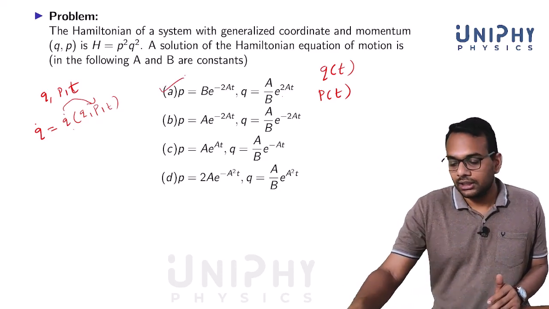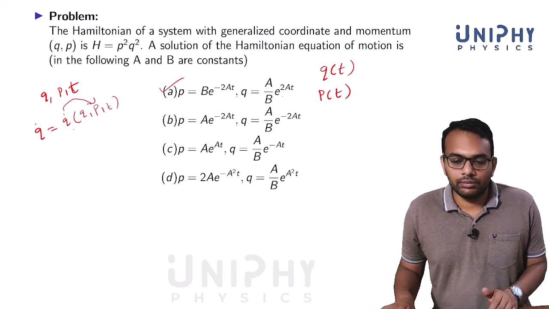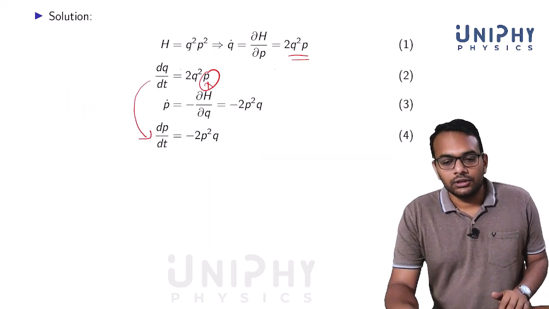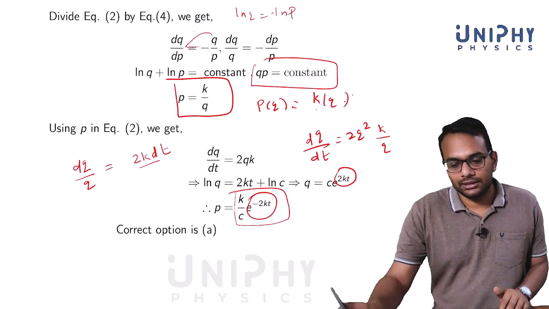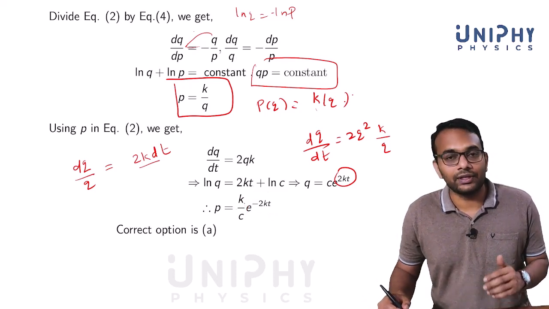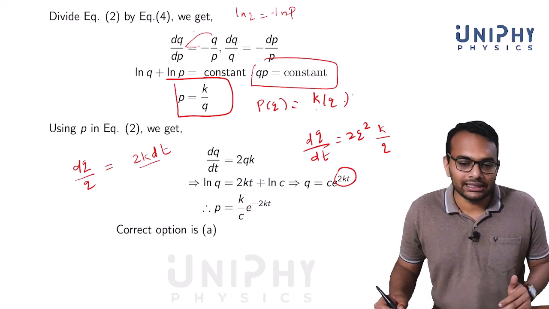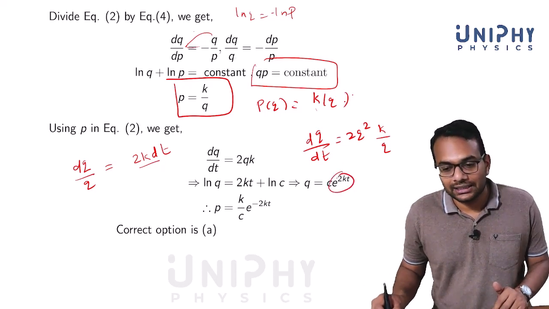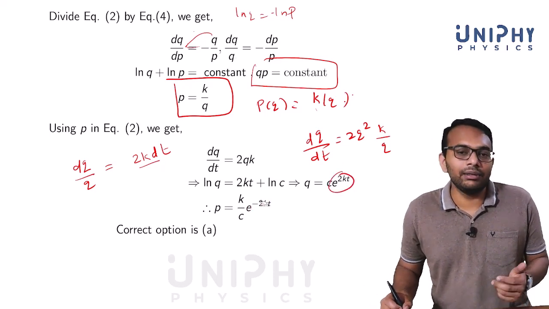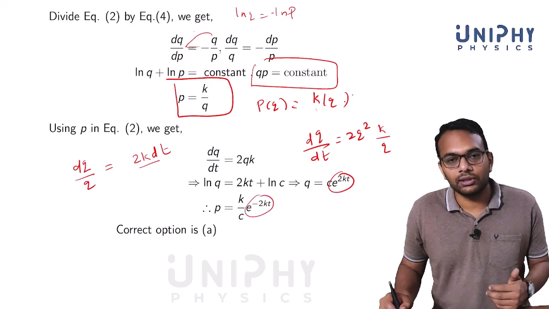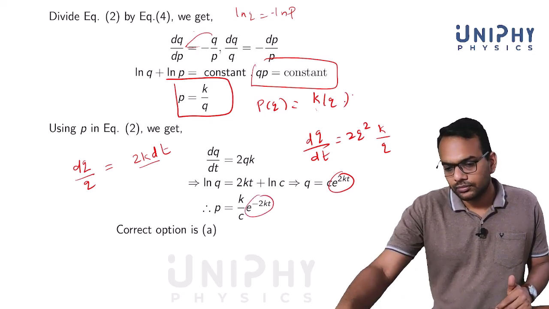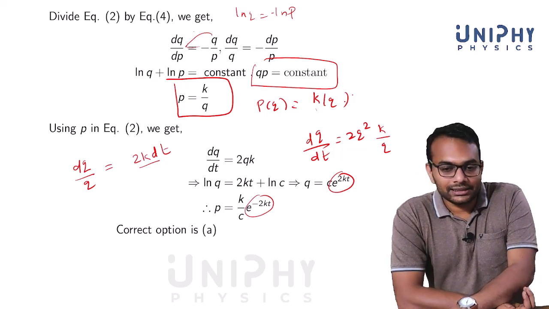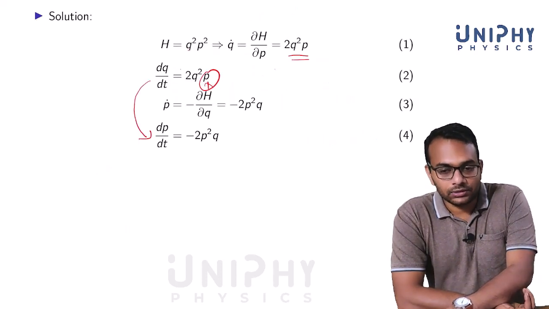In an examination you should be able to identify the correct answer by inspecting. The results that we obtained here in terms of k and c can easily be written in the form of option A. But just by looking at the functional dependencies, we can eliminate all other possibilities and not worry about the constants. That's the way you solve this problem. Now get some practice with this. You will be asked to solve more problems.